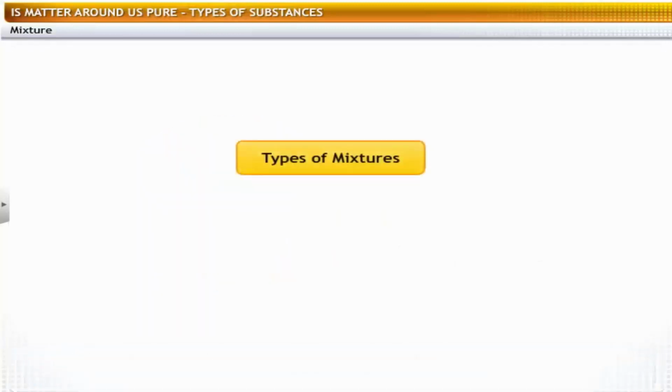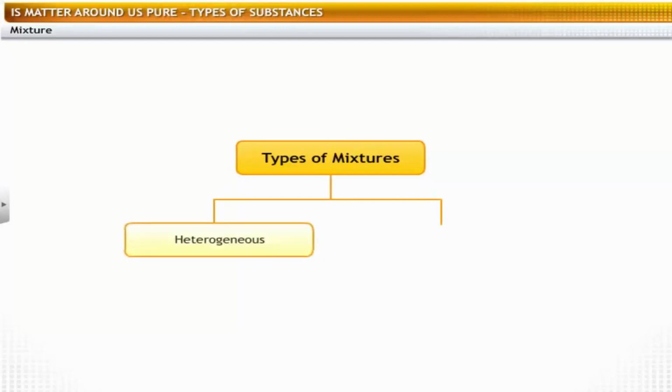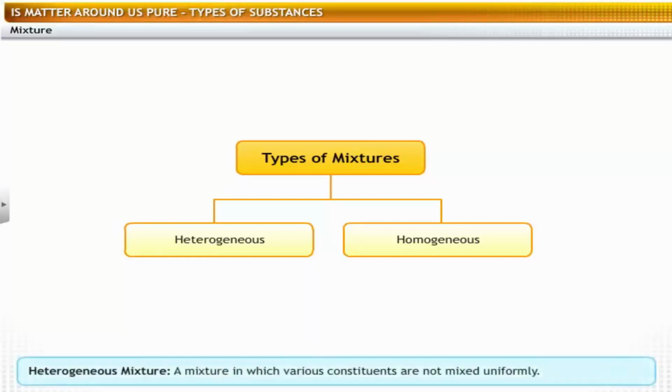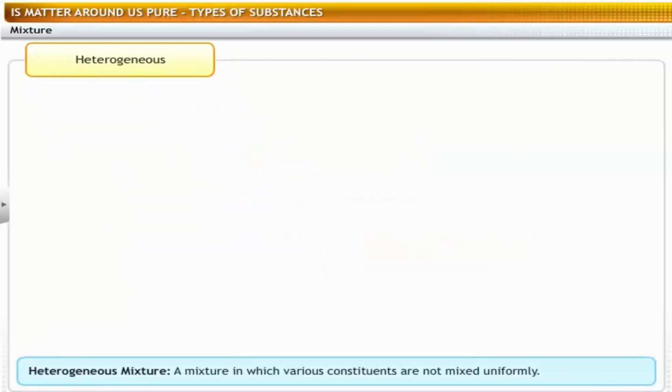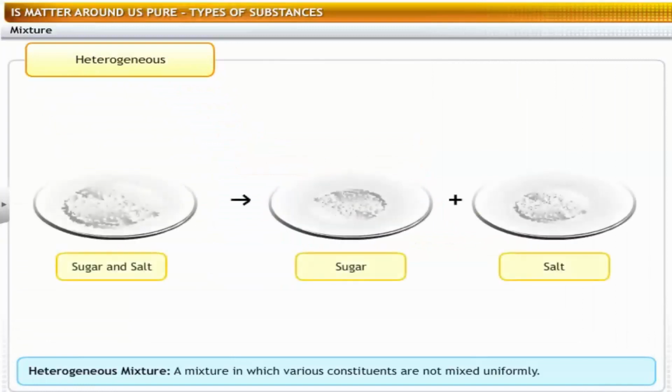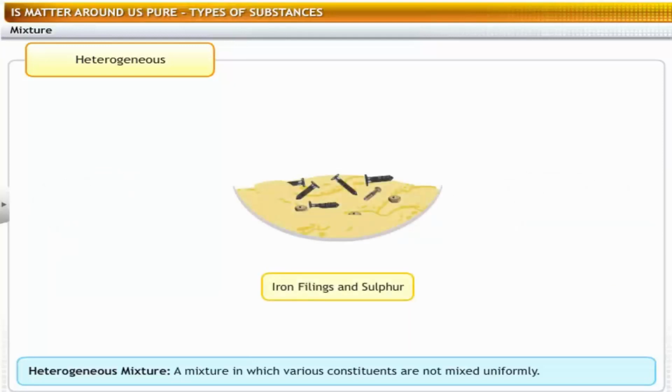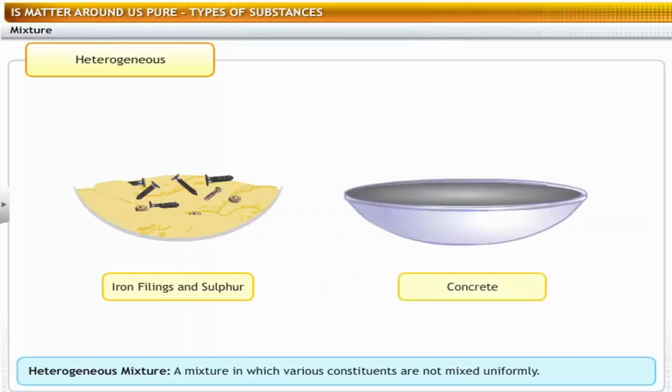Based on the distribution of the particles in the mixture, there are two types of mixtures, heterogeneous and homogeneous mixture. A mixture that is not uniform throughout is called a heterogeneous mixture. For example, a mixture of sugar and salt is a heterogeneous mixture because the sugar and salt particles can be segregated based on their color and size. Examples of heterogeneous mixtures are iron filings and sulfur powder, concrete, which is a mixture of cement, water, sand, etc.